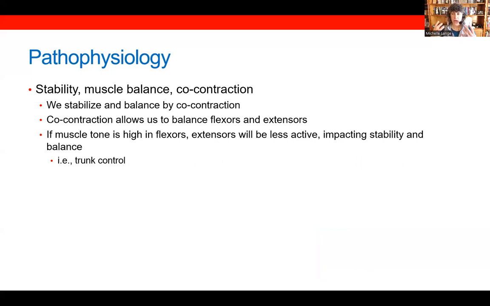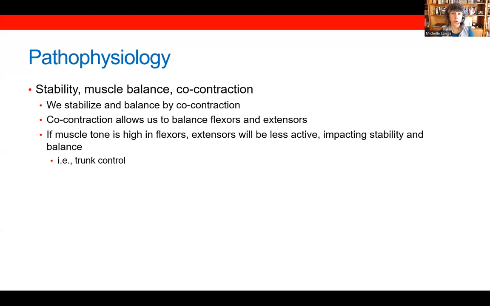Now, all of us have a certain amount of inherent stability. I'm able to sit up right now because I'm balancing what's going on between my abdominals and my back muscles. And if I can't, I'm going to fall over. I'm not able to maintain my position well. So we tend to stabilize and balance our bodies by balancing muscle groups. How much is going on? How much muscle activity is in each one? Co-contraction is that balance between muscle groups.